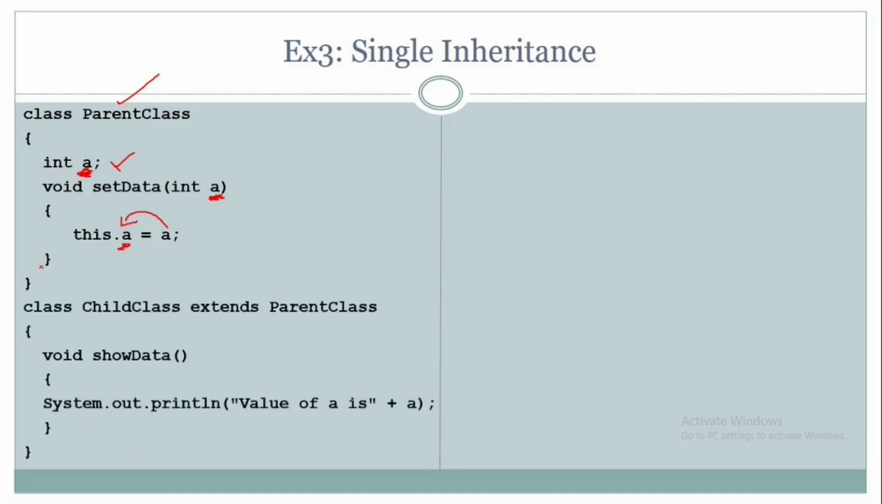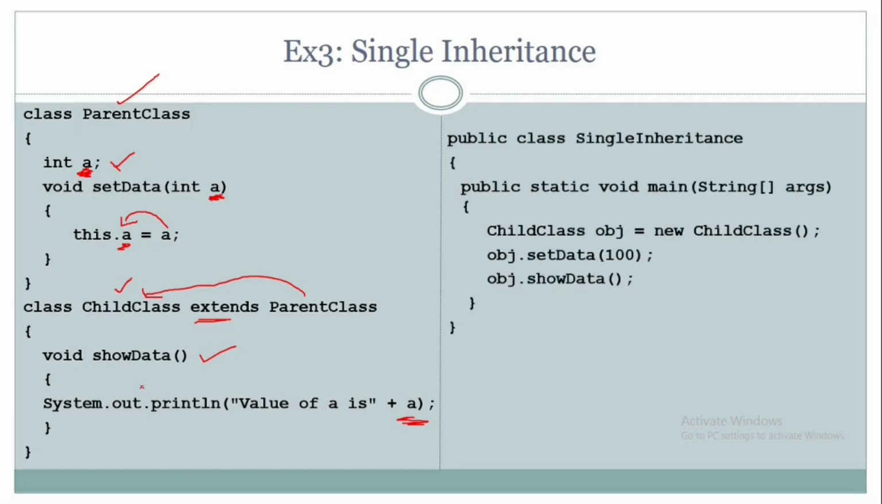Now I've created one more class, called the child class. Using extends, as you can see, the child class has inherited all the features of the base class using the keyword extends. Now the child class has one method called show data. What it does is print the value of a. Now I'll be creating one more class.